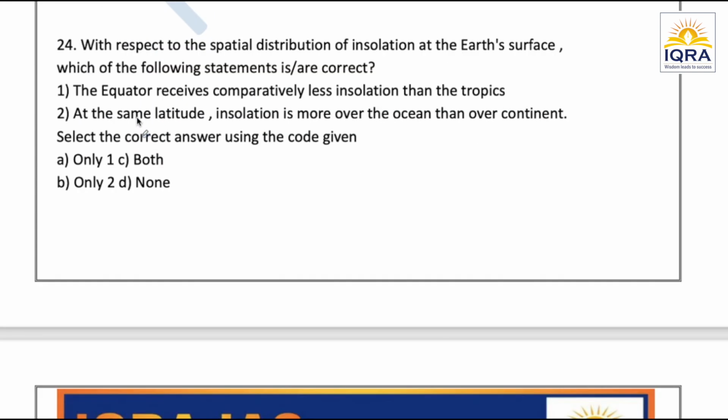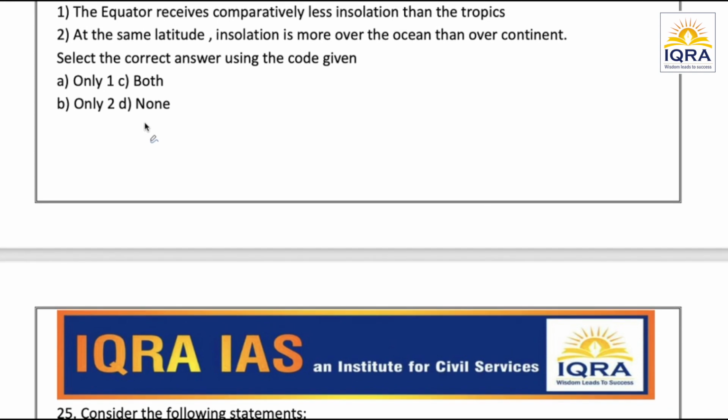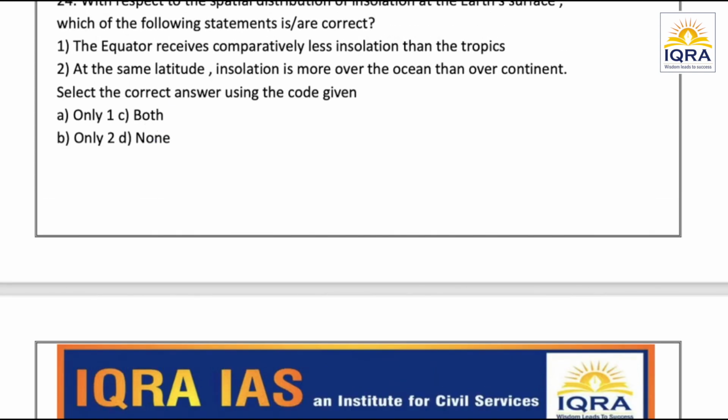All right. Moving on to the next question, question number 24. The question says, with respect to the spatial distribution of insolation on Earth's surface, which of the following statements is correct? Statement 1, the equator receives comparatively less insolation than tropics. Right, it is a correct statement. It is due to the presence of clouds there, right?